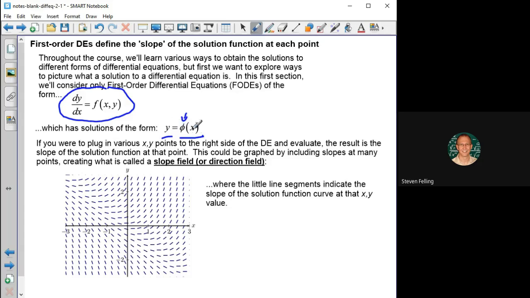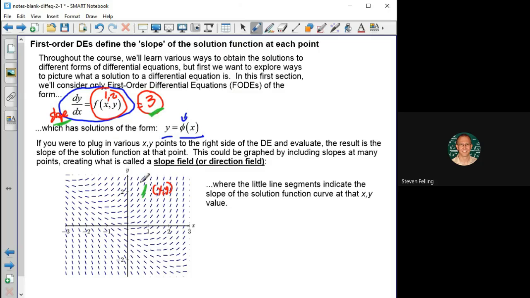So here's the idea. If you were to plug different points in, let's say I wanted to go to a particular point here, like 1, 2. So this is the point (1, 2) in the domain. If I plug that point in over here, I'm going to evaluate this to a number. Maybe this number turns out to be 3. Well, that 3 will therefore be the slope of the solution curve at that x, y. So this 3 is the slope at that place, and the solution curve would have a slope of 3 in that region.